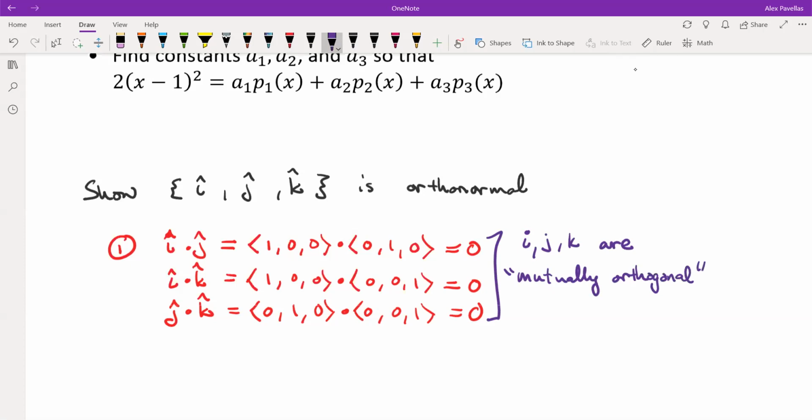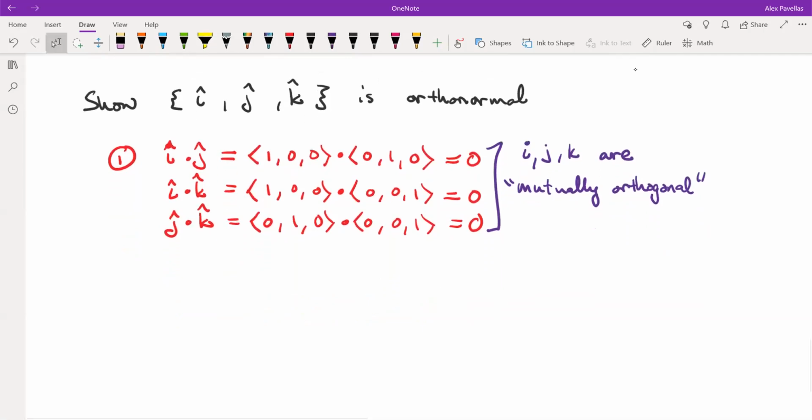Okay, so at least every vector in our set is orthogonal. All right, so now the next thing we have to show is that each one of them is a unit vector. So how do we do that? Well, if the dot product of a vector with itself is 1, then it's a unit vector. So what's i dot i?